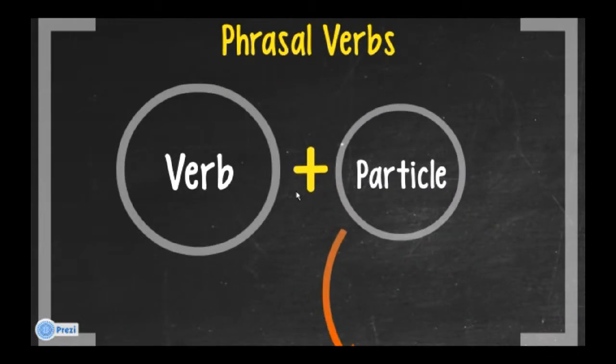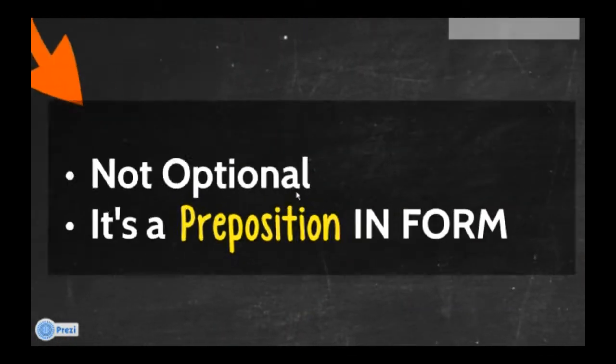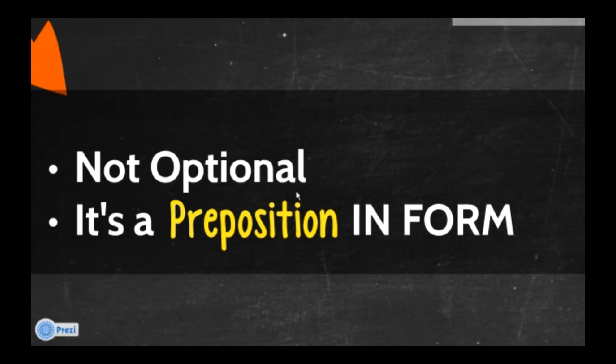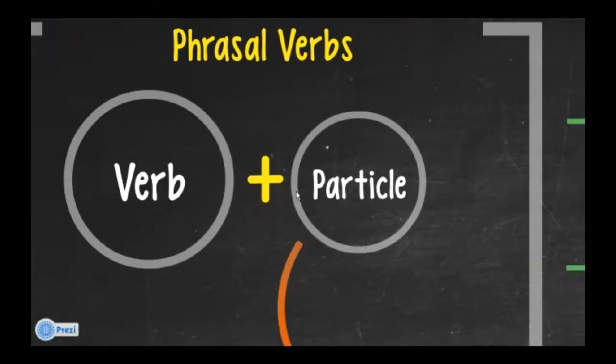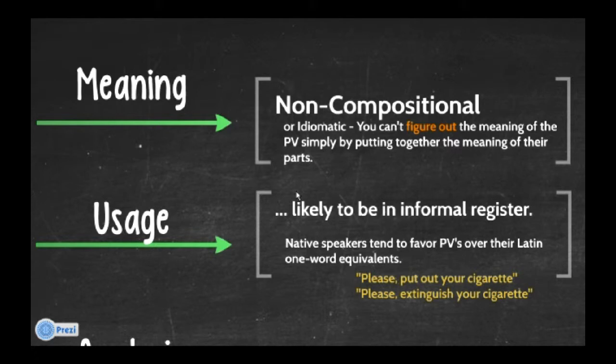Phrasal verbs are verb plus particle. The particle is not optional and is a preposition in form. In relation with this meaning, we can say that it's not compositional or idiomatic. You can't figure out the meaning of the phrasal verb simply by putting together the meaning of their parts.